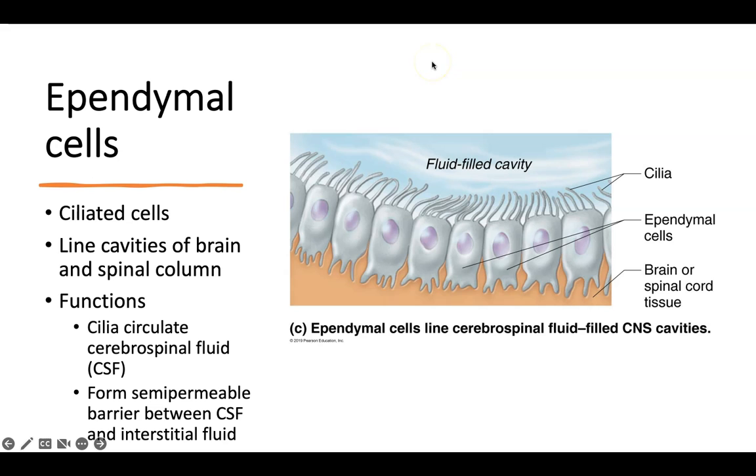And it turns out this is very important fluid for your brain's function. And in order for it to function properly, this fluid needs to be circulated well. And that's the job of these ependymal cells. They circulate the cerebrospinal fluid through the cavities of the brain and spinal column.